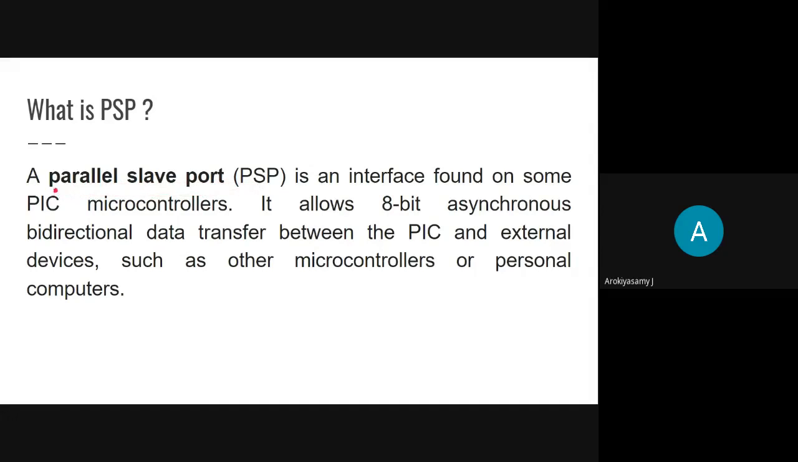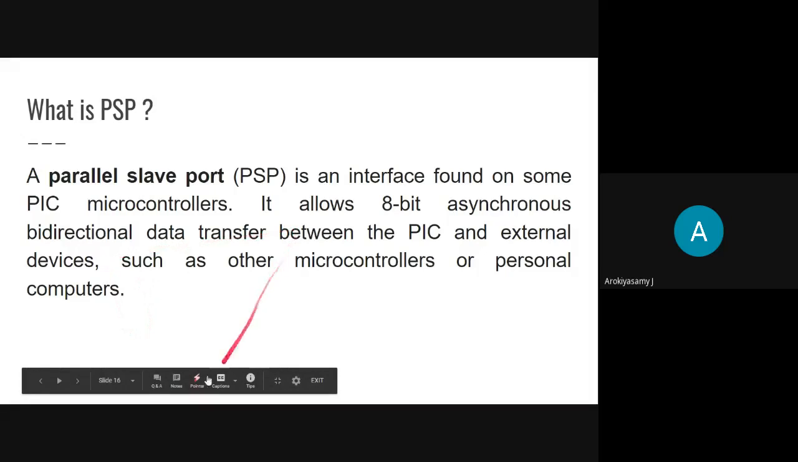This is a special option available in PIC, the parallel slave port option. This is available in port D bits, PSP0 to PSP7. It is multiplexed with RD0 to RD7.